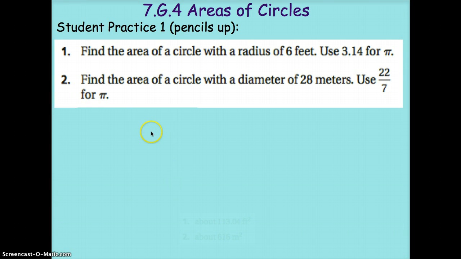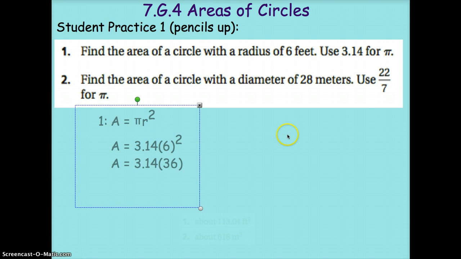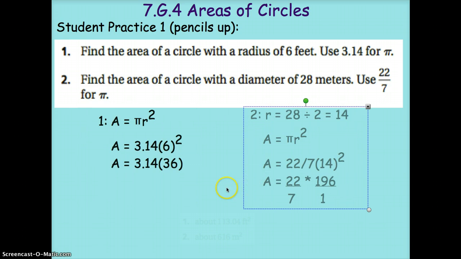Okay, let's take a quick look here. Notice I've set them up for you first. So make sure you look at the setup. We must write the formula every time. Plug our numbers in.